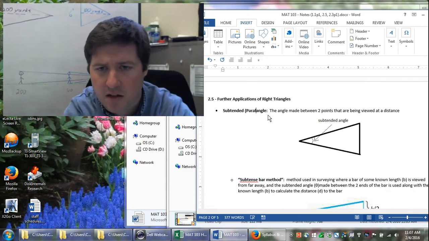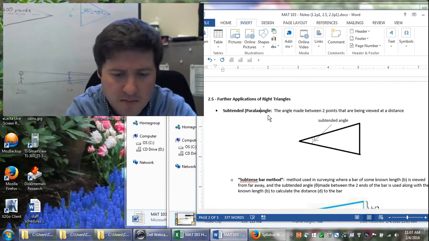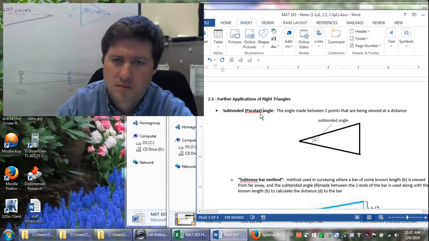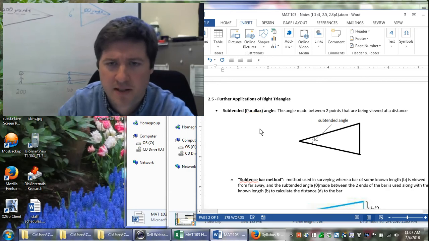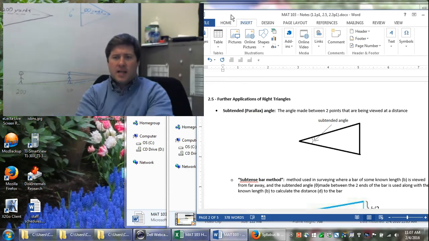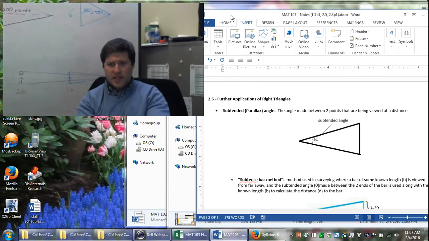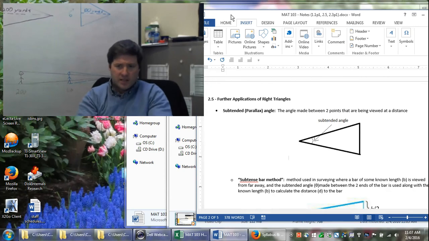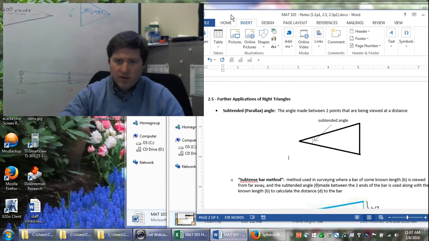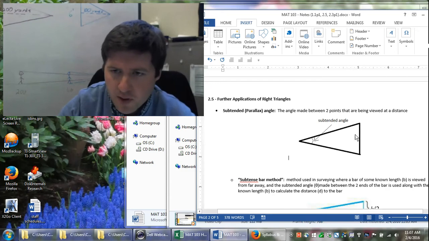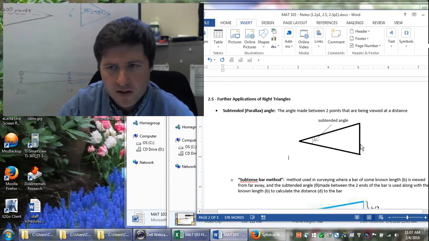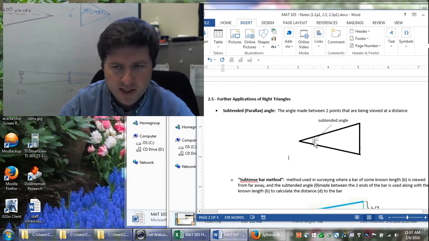These also, you may hear these called parallax angles. In fact, I'm going to insert that here. Parallax. What do you mean that's not how I spell parallax? Oh, I need two. Okay. This is the angle made when you're viewing 2 points at a distance. There are other definitions, but this is a nice easy one.